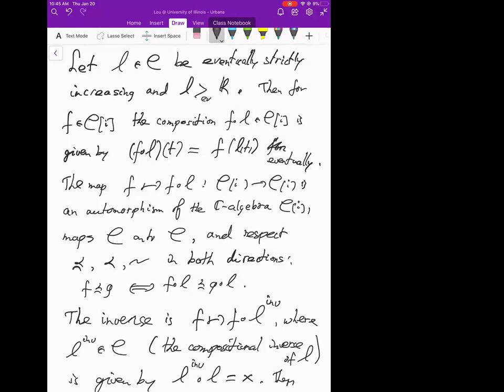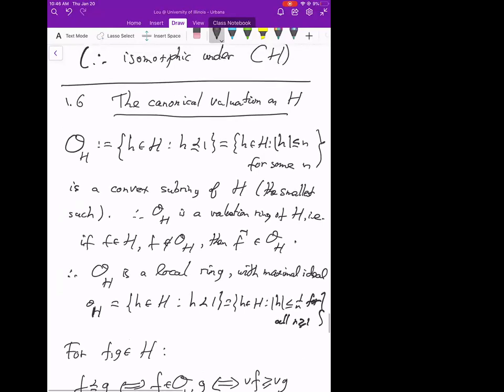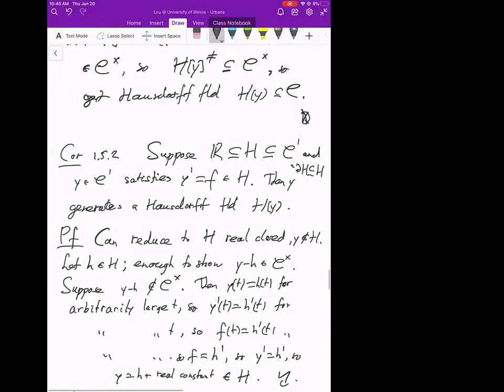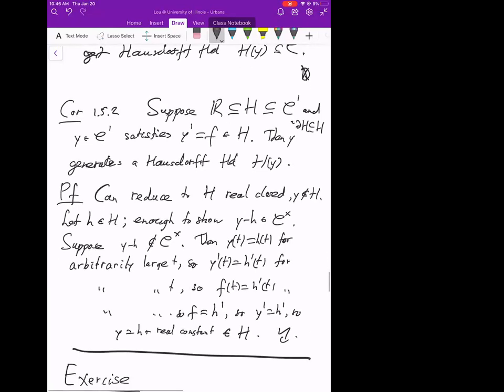So can you go back to the lemma on adjoining integrals? Yeah, this one, right. So how do you get y prime equals h prime in the proof? Well, let me see. y prime was f, right?